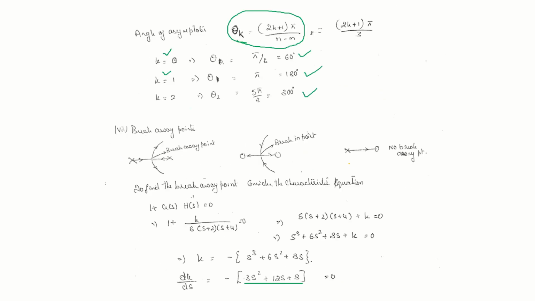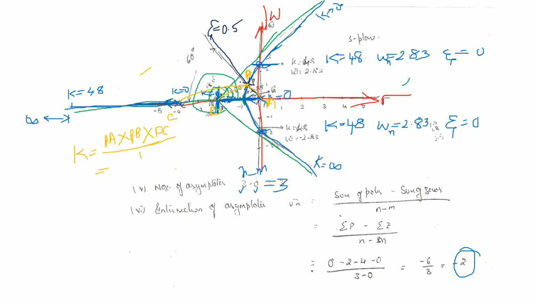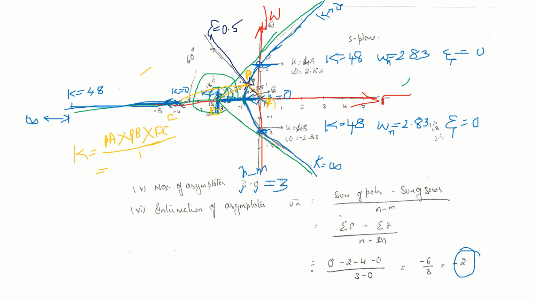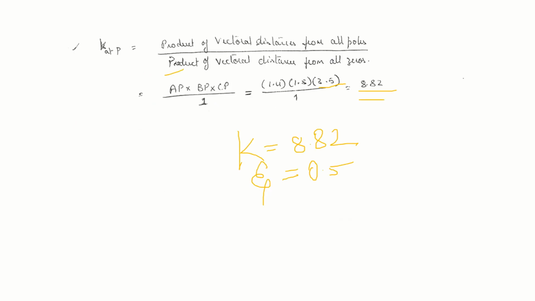So now you can find what is the closed loop pole. This is the complex value, the imaginary value. This is the real value. So there is one closed loop pole. Correspondingly, here also we have to find out. Right, so this is how we can draw the root locus and find the value of K.